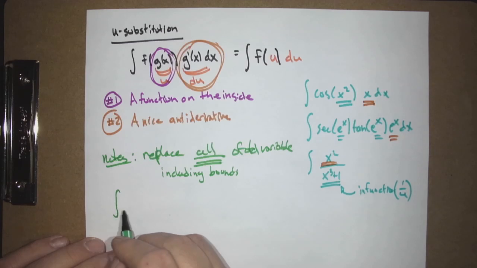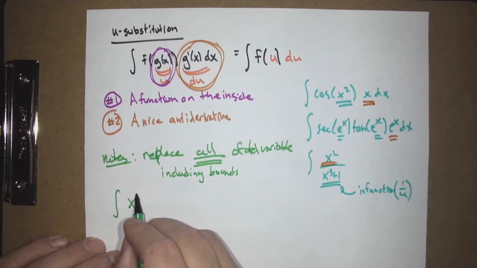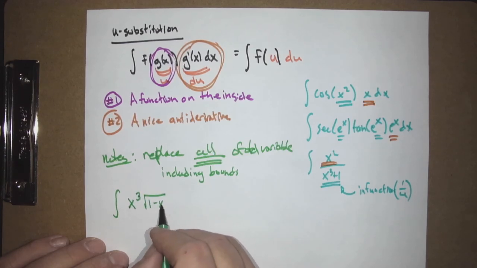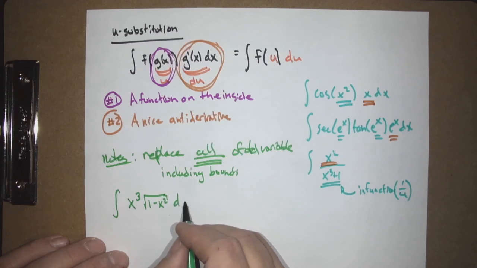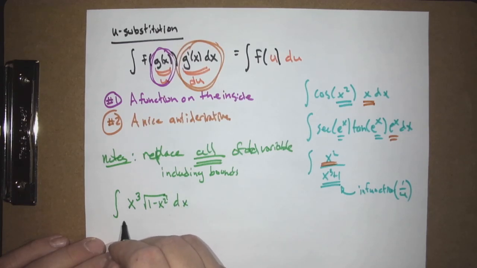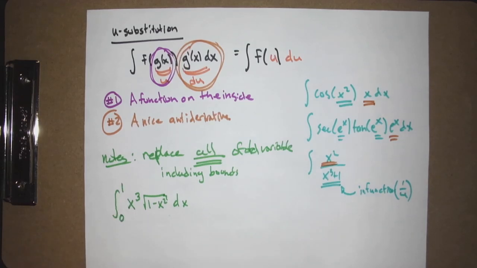So for instance, we can write a problem. And well, of course, we're very good at writing problems. Suppose we have something like x cubed square root 1 minus x squared dx. Let's say from 0 to 1. This will be fun. All right. Channel your inner, what do we do? What are we looking for? What's our substitution?